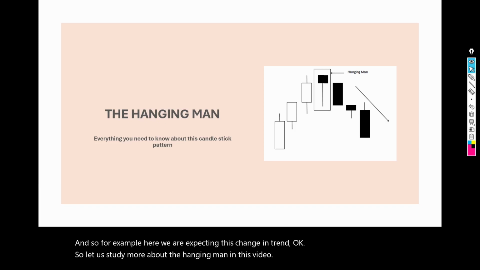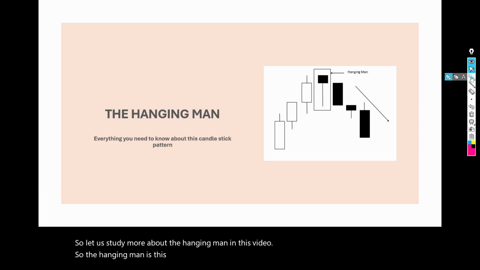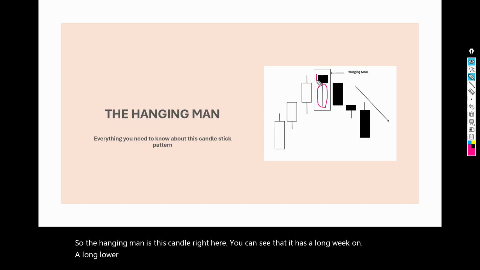So the hanging man is this candle right here. You can see that it has a long lower wick, and then it has a small body, and it appears in an uptrend. So this is everything you need to know about the hanging man.